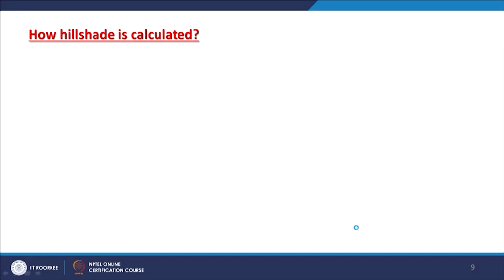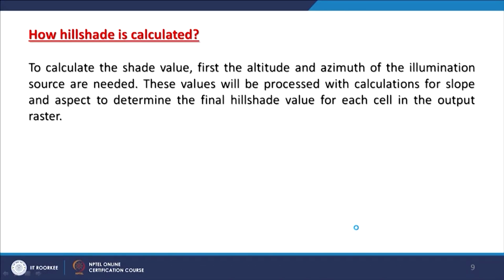Now, how hillshade is calculated: some indications I have already discussed. To calculate the shade value, first the altitude and azimuth of the illumination source are needed. So, these are the two inputs along with your input digital elevation model, and these values will be processed with the calculations for slope and aspect to determine the final hillshade value for each cell in the output raster.